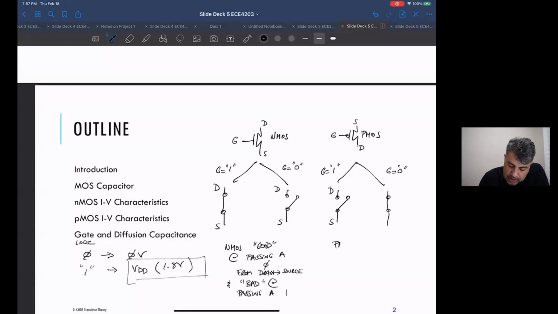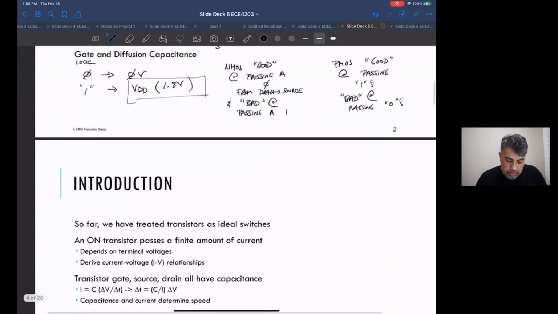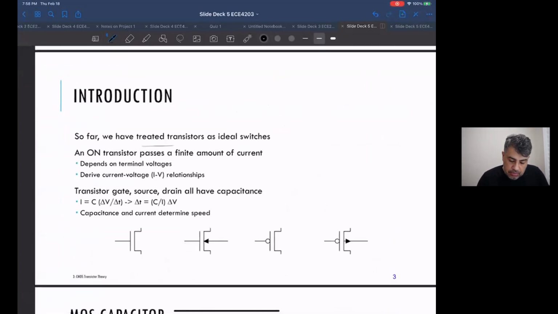And then PMOSFETs are good at passing ones, and bad at passing zeros. So that's what we said. Now we're going to get into what actually happens. So far we've been treating them as ideal switches. Now we're going to look at the specifics of how they work.